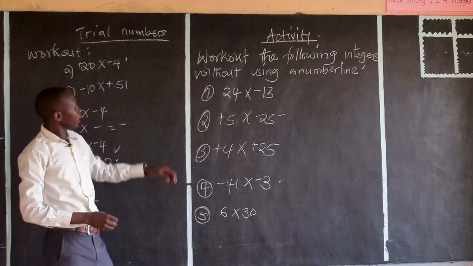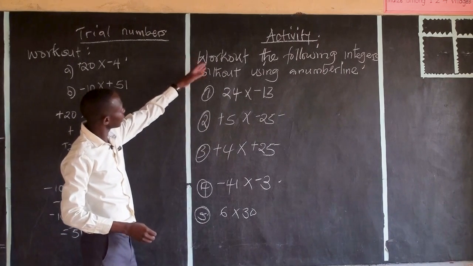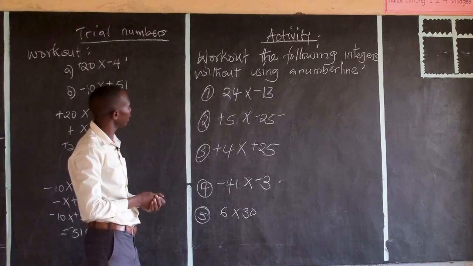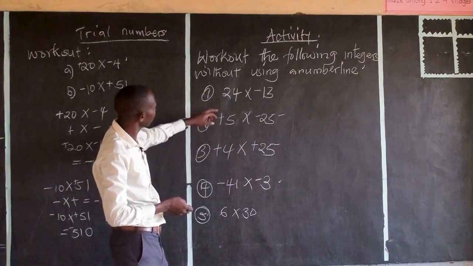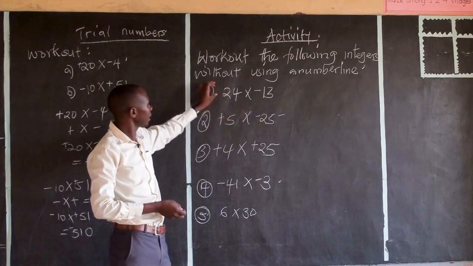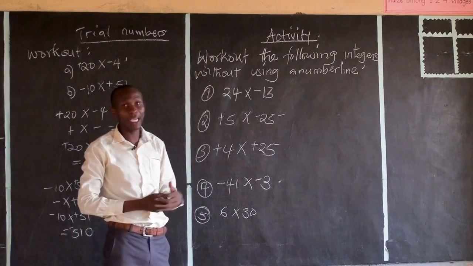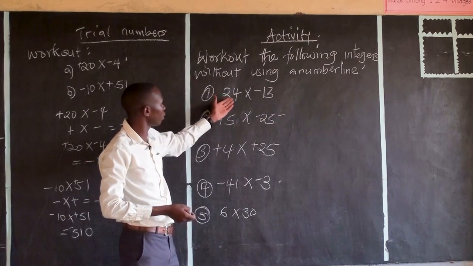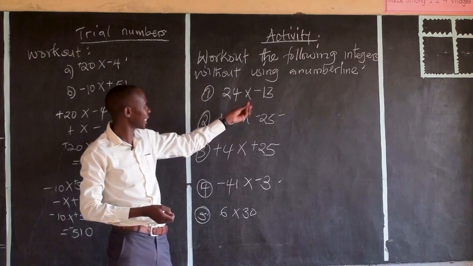So let's look at the last numbers that we have been given on activity. They have said work out the following integers without using a number line. Number one, they want us to work out 24 times negative 13. Remember, I said any number without a sign is a positive number. So this is just like saying positive 24 times negative 13.